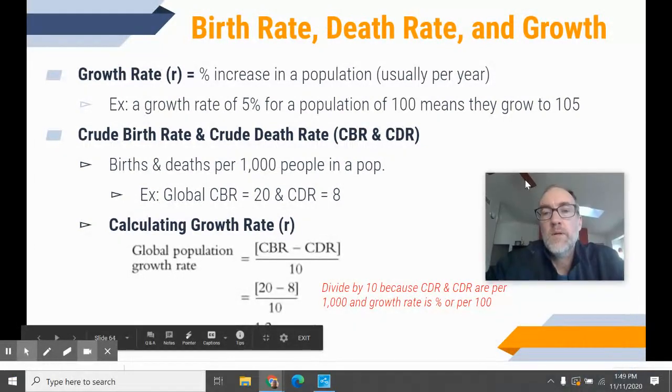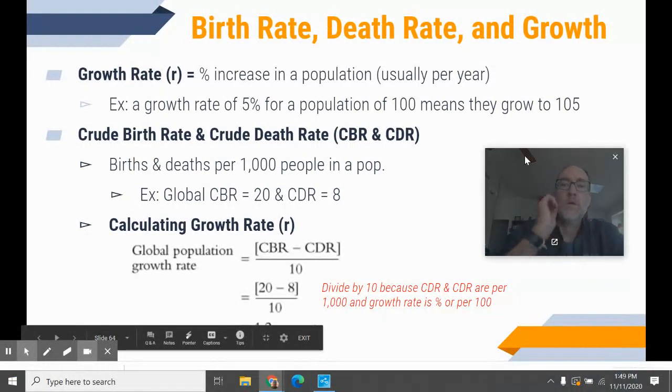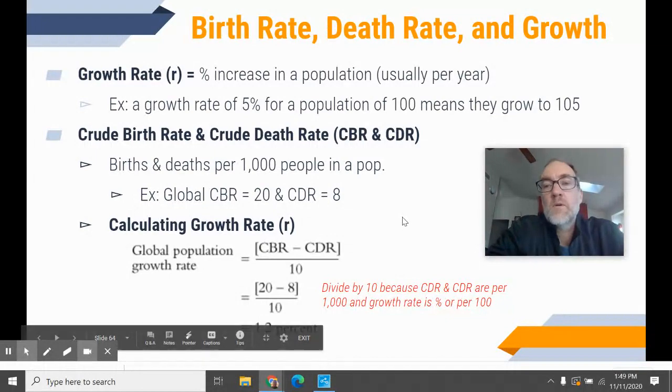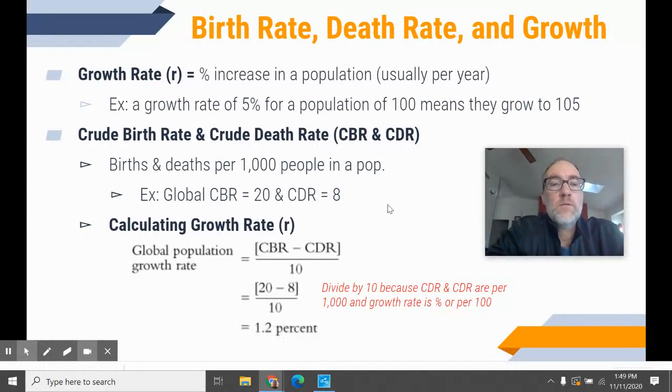So there it is, divide by 10 because CDR and CBR are per 1,000. So we have to get this to percent, per 100. So we have to divide by 10.